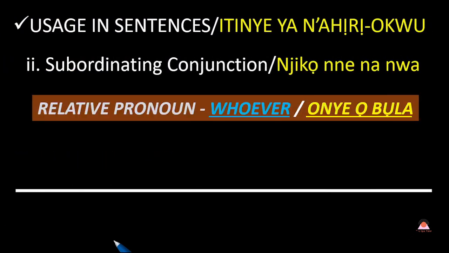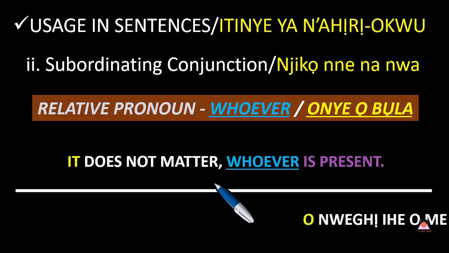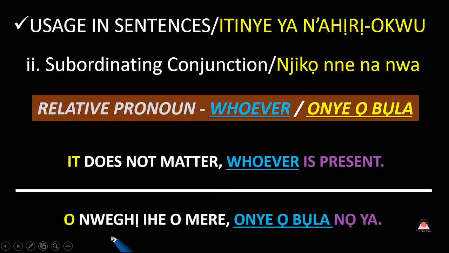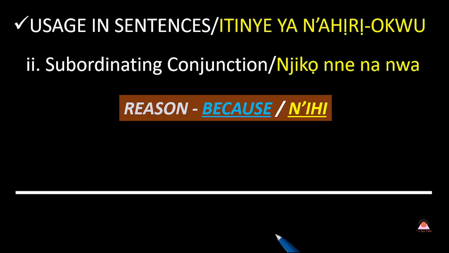We'll move on to the next one, which is the class relative pronoun. The conjunction is whoever. Igbo version, onye ọbụla. Let's look at the sentence. It does not matter whoever is present. The Igbo version says, nweghị ihe o mere, onye ọbụla nọ ya. Whoever, onye ọbụla. Okay?